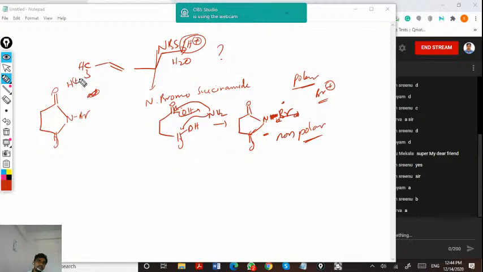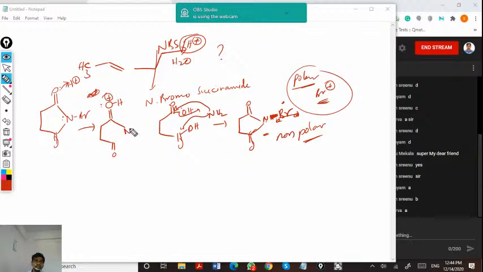H plus will be abstracted by the lone pair of the oxygen. This much elaboration is not required. Simply, when it is H plus or acidic, it will leave Br plus. How it is going to happen, we will see here. This is not going to be asked in the examination, but it's better to know in detail.